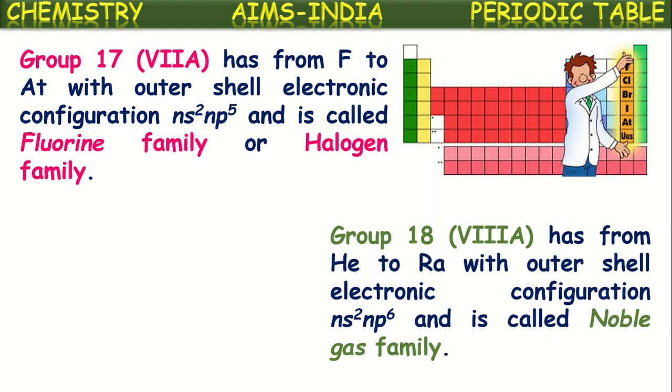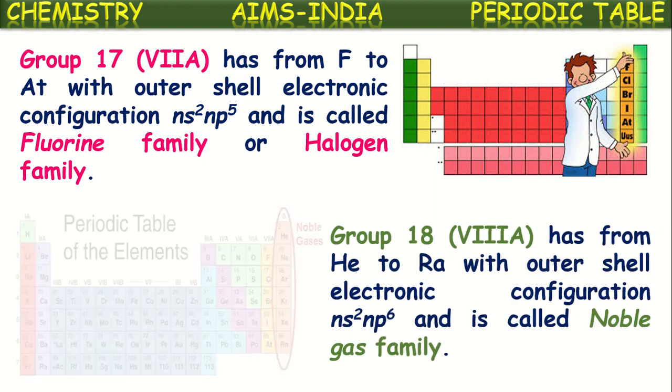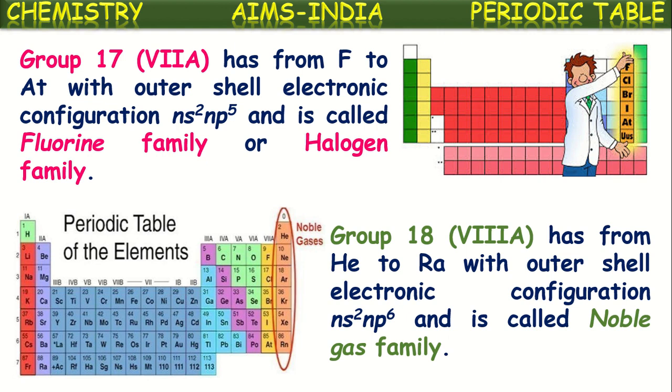Okay, next group, the 18th group or 8th A group in the modern periodic table. It consists of helium, neon, argon, krypton, xenon and radon. These we know as noble gases. Their outer shell electronic configuration is ns2 np6, except helium. We know that for helium the electronic configuration is just 1s2, isn't it? So it has no p subshell. Except helium, all the remaining elements have the general electronic configuration ns2 np6.